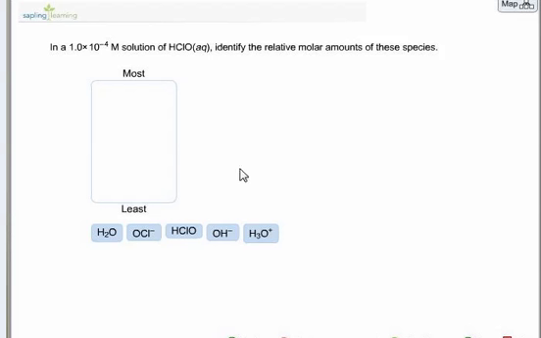In this problem, we are asked to determine the relative concentrations of these different species, given that we have a 1 times 10 to the minus 4th molar solution of hypochlorous acid. Now, we can actually do an ICE chart for hypochlorous acid to determine the amount of every single one of these species except for water. But we can also use what we know about weak acids and the relationship between hydroxide and hydronium to figure this out.